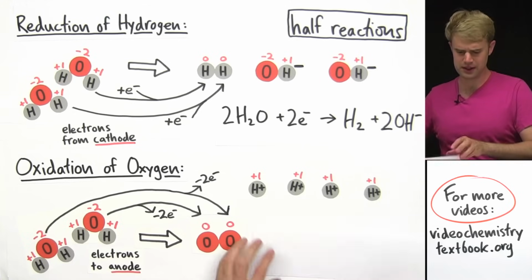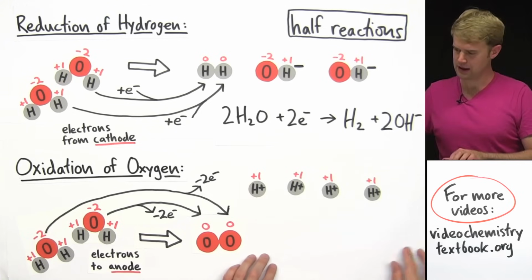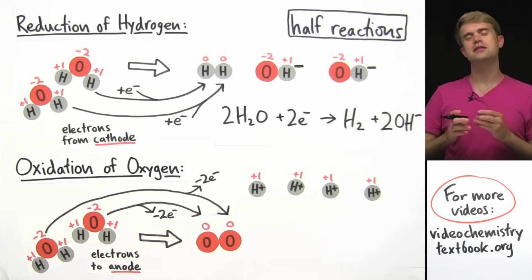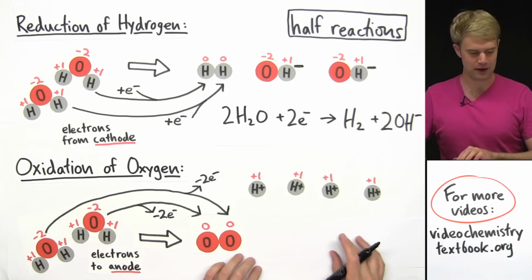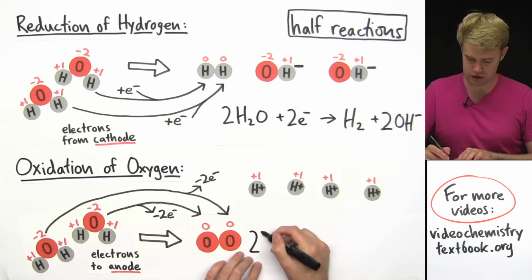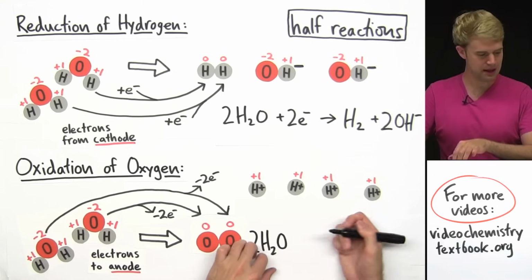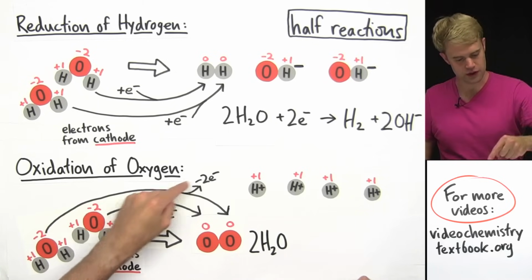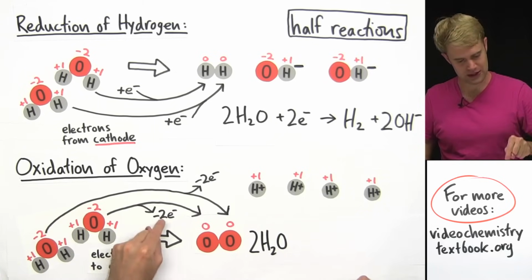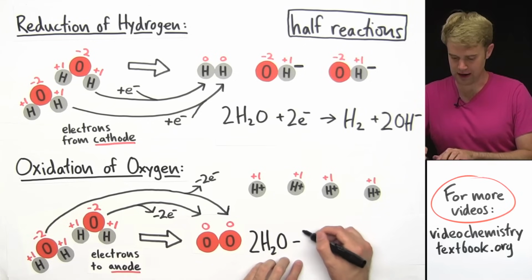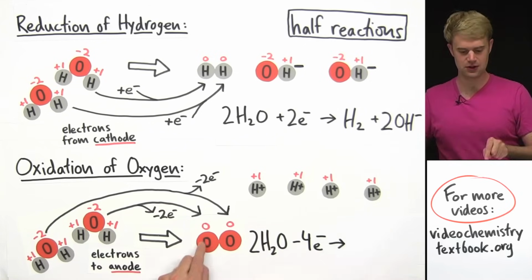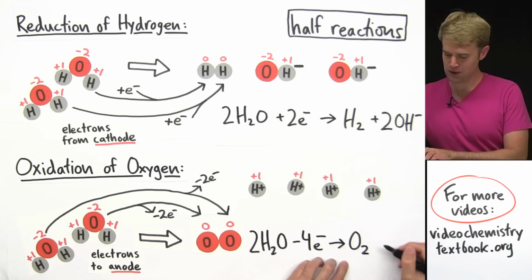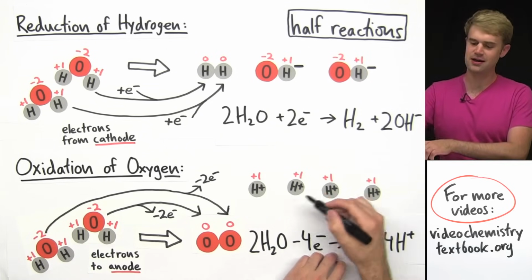Let's do the same thing that we did up here. Let's write a half reaction for the process. This is a little bit more challenging. As before, I'm going to write it incorrectly first, and then we're going to fix it. Okay, so we start with 2 H2O, and then we lose 4 electrons. Minus 2, so minus 4 electrons. And that gives us O2 plus 4 H plus, these up here.